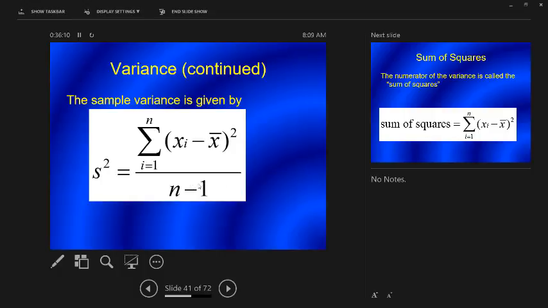And maybe you're thinking, why isn't it n? Why isn't it the average squared difference from the mean? Why is it n minus 1? Well, that's beyond the scope of this class, but if you divide by n, that's called the population variance. If you divide by n minus 1, it's called the sample variance.